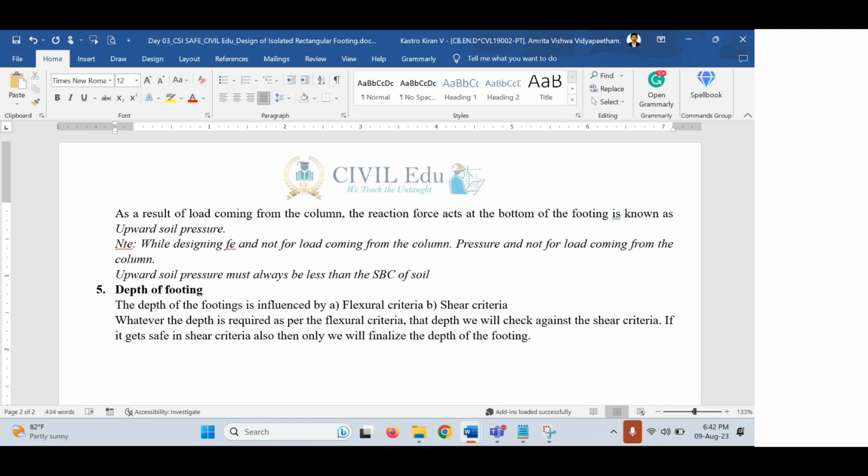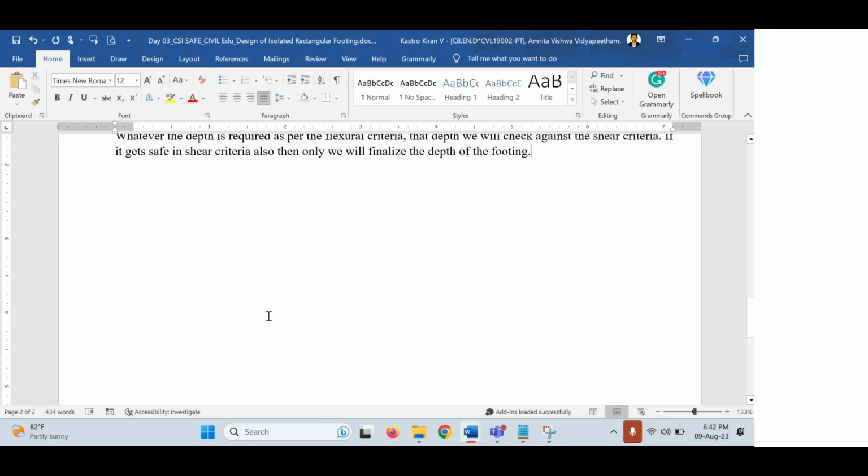So it has to pass through the flexural criteria and it also has to pass through the shear criteria. Only when the depth of the footing is satisfying both flexural criteria and shear criteria, then only we will finalize the depth of the footing. Right. So now here we have a couple of important things that need to be understood before designing the depth of the foundation, or depth of the footing, you can say.